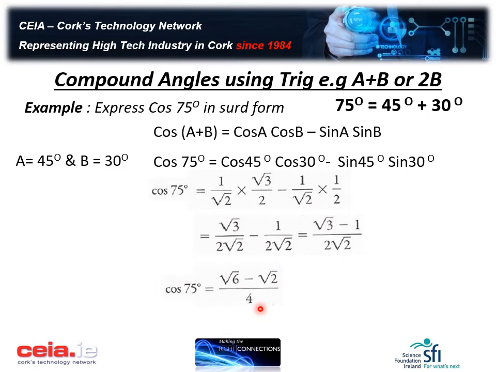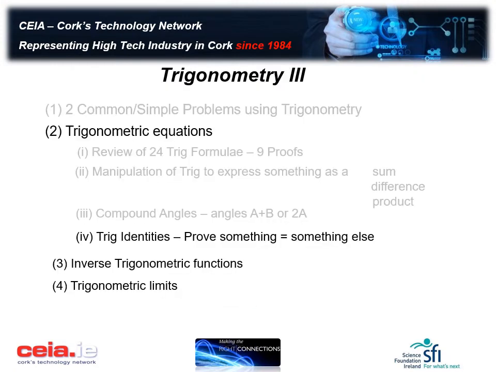It's somewhat more difficult than the initial two examples we did for the sum difference products, and it is the kind of standard that you can expect on the day. So that was a really good example of a compound angles problem. Let's move on to trigonometric identities, and basically these are concerned with proving something equals something else.